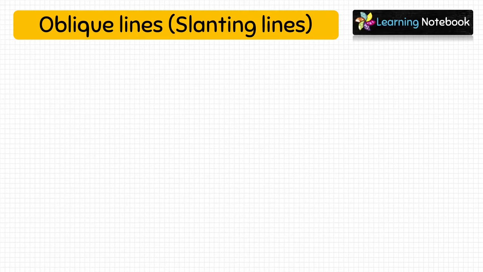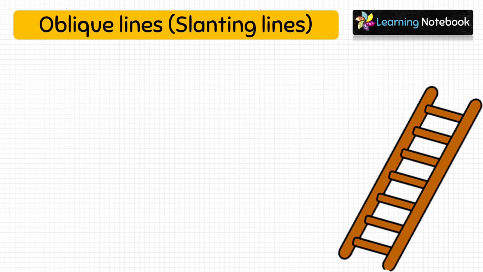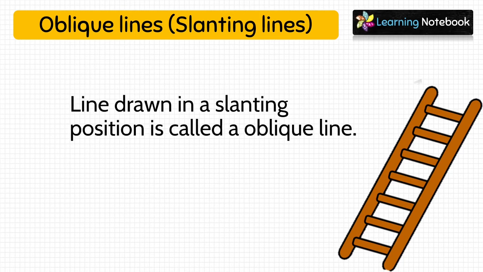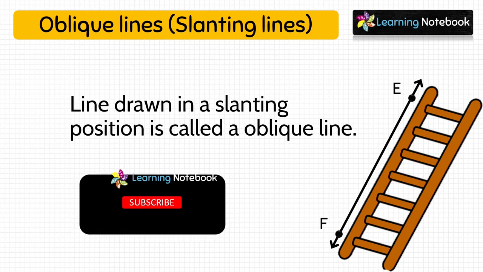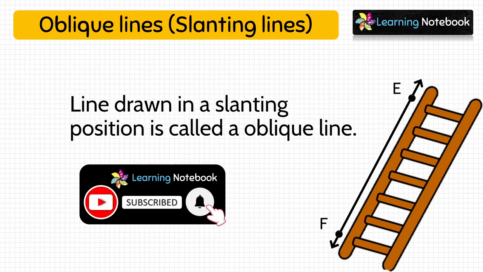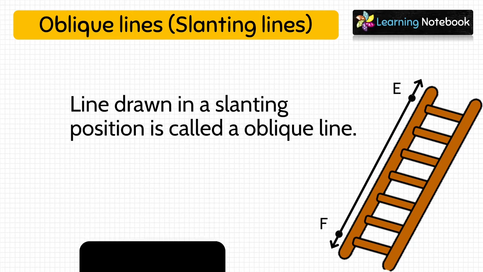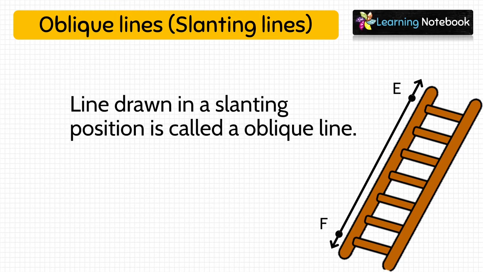Now the third type of line is oblique or slanting line. A line which is neither horizontal nor vertical is called an oblique or a slanting line. Let's take an example. Look at this figure of a ladder on a vertical wall. It is in a slanting position. So, a line which is drawn in a slanting position is called an oblique line. Here, line EF is drawn in a slanting position. So, EF is an oblique line.